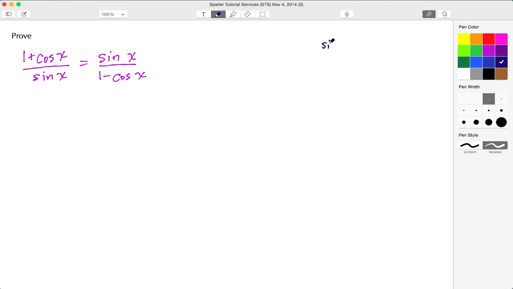And that identity is sine squared x plus cosine squared x is equal to 1. If I solve this for sine squared x, I end up with sine squared x is equal to 1 minus cosine squared x, where all I did was subtract the cosine squared x value from both sides of this equation. So this denominator here is very close to that.